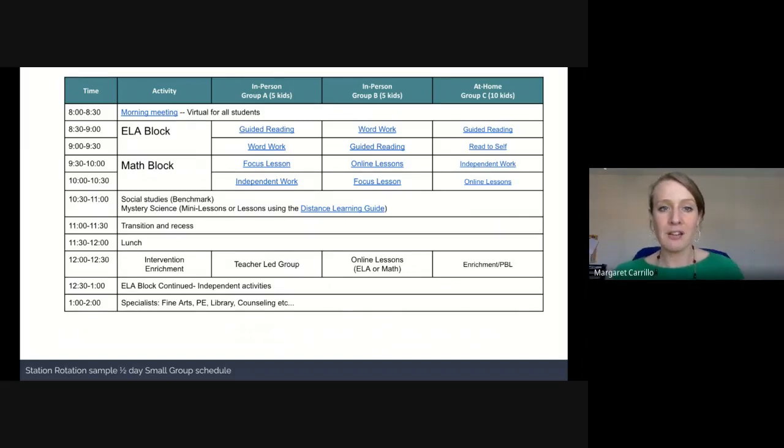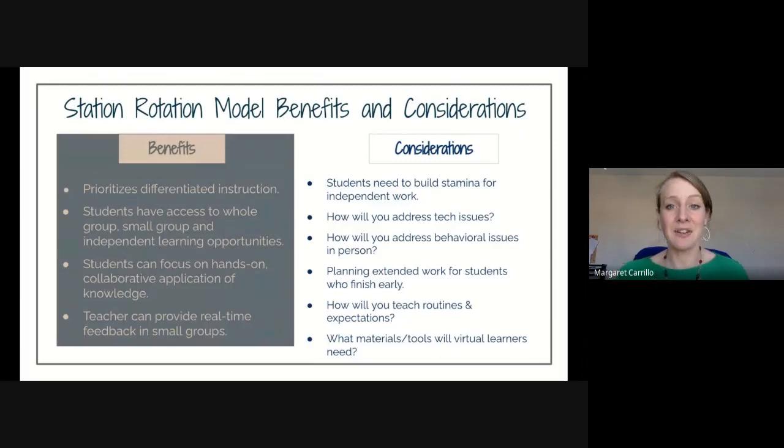And so if we go into the benefits and the considerations, one of the benefits is that the station rotation model prioritizes differentiated instruction, which means as the teacher, you can structure your groups in a way so that every student is getting something that they need in order to grow further. The students would have access to whole group, small group, and independent learning activities. They could also focus on that hands-on collaborative application of knowledge in one of those groups that you set up. And then, like I said before, you can provide that real-time feedback in small groups.